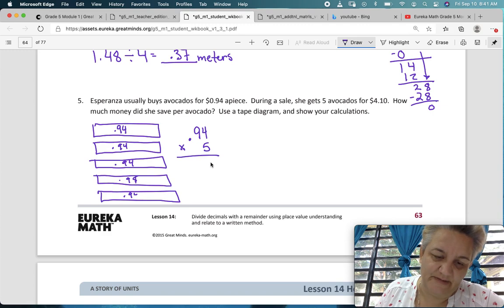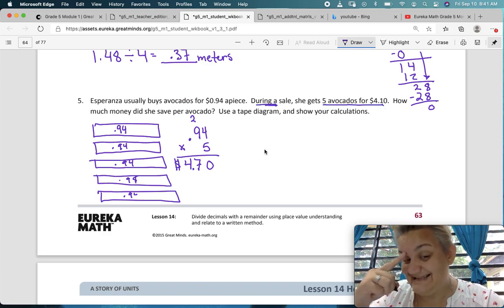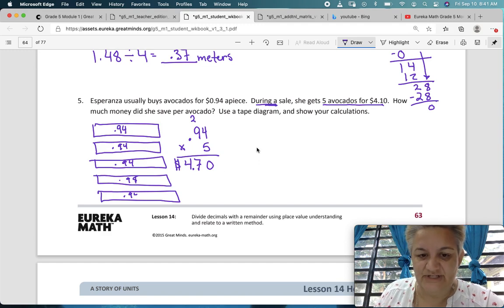So 5 times 4 is 20, carry the 2. Now remember, the extra is going this way. So 9 times 5 is 45, 46, 47. And then the decimal is going to go 1, 2, 1, 2. So normally she would buy those for $4.70. But during a sale, she gets 5 avocados for $4.10. So she only paid $4.10.